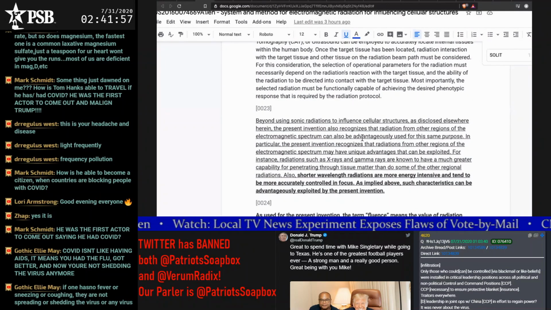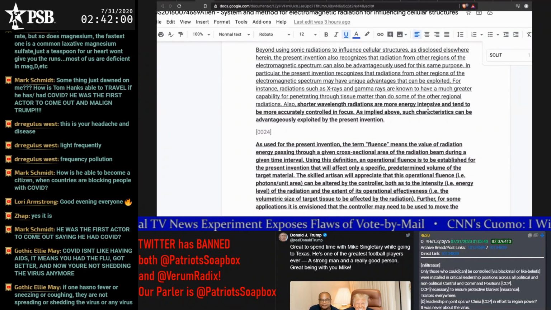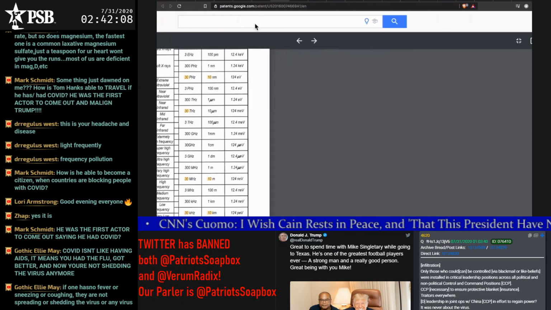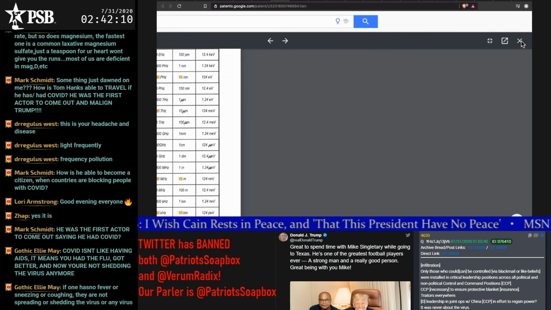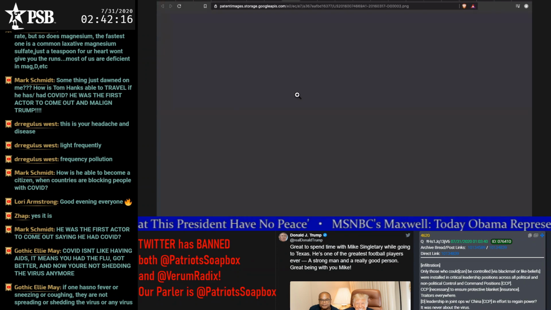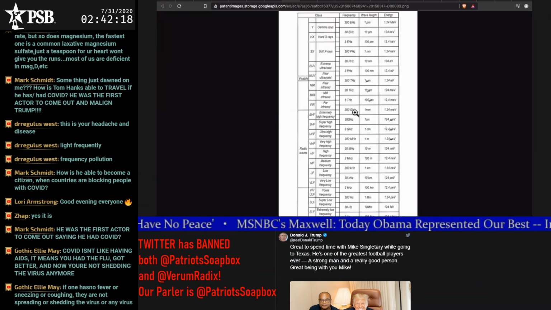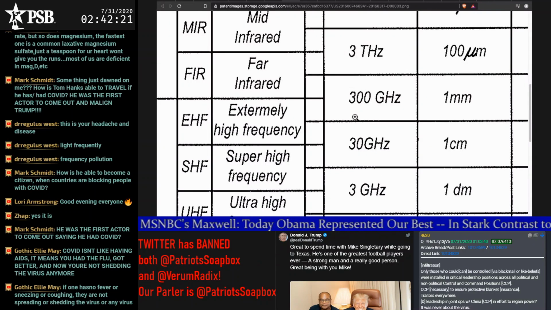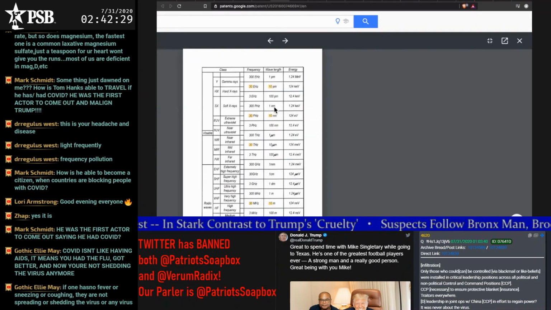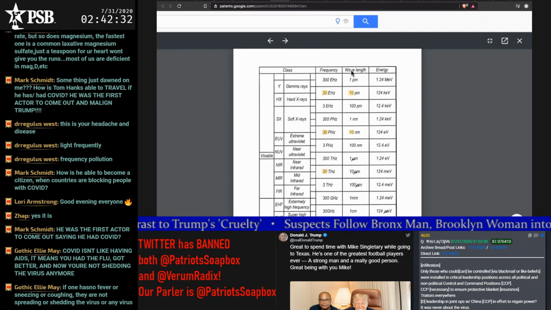So shorter wavelength radiations are more energy intensive. We just learned about that, right? Here's your, let's blow this up into its own screen so we can see this. So here's your frequencies. It's not going to let me. So your frequencies are here, wavelengths are here, energy is here.